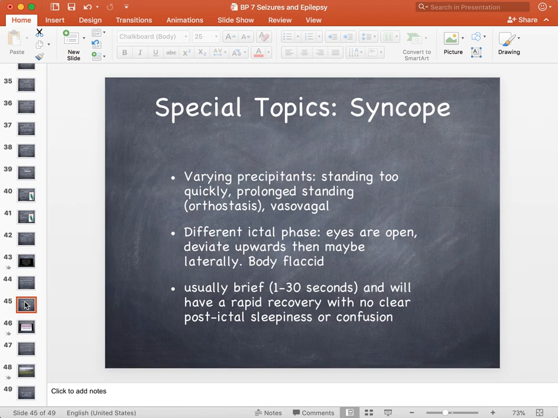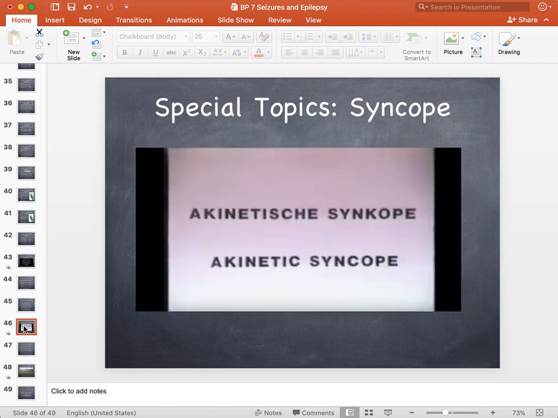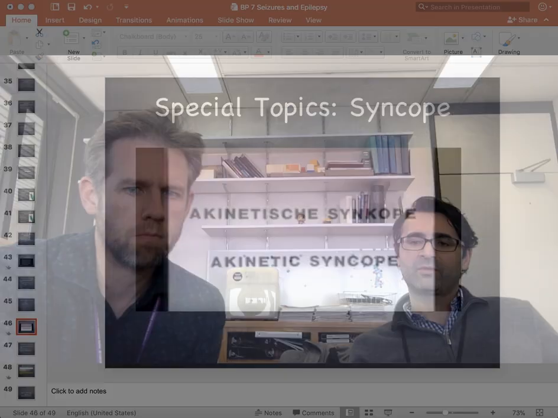It can be quite difficult in the acute phase, because if a person just drops for any reason, everybody's going to be quite freaked out. But the ictal part looks a little different. Eyes are going to be open, might deviate up and then maybe laterally, but you don't have the true to-the-side deviation. Their body should be flaccid, so there shouldn't be a tensing like you might see in a generalized tonic-clonic. Again, it's usually quite brief, on the order of seconds, and they should recover rapidly. So it's quick onset, quick offset, as opposed to a generalized tonic-clonic where it's quick onset, slow offset.